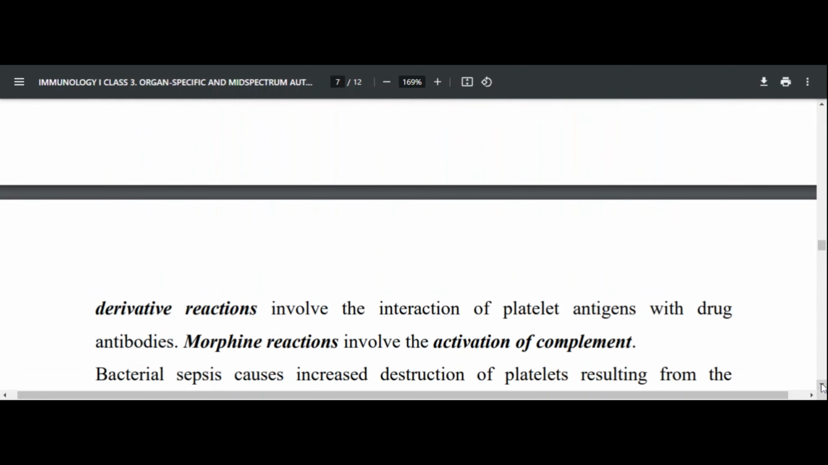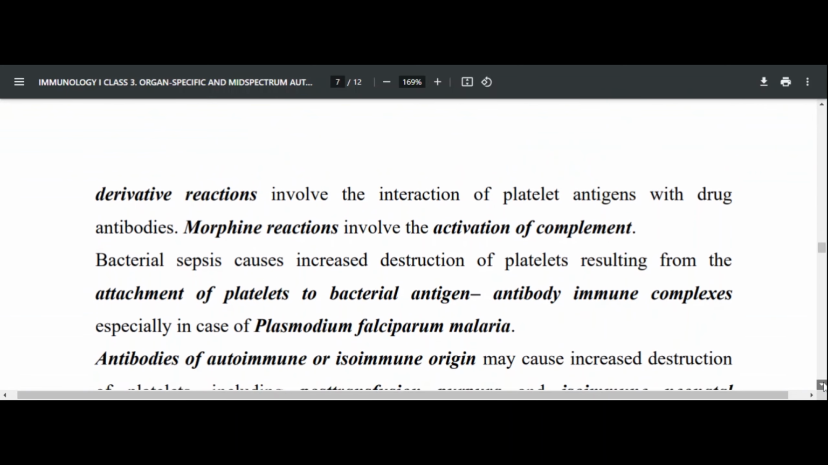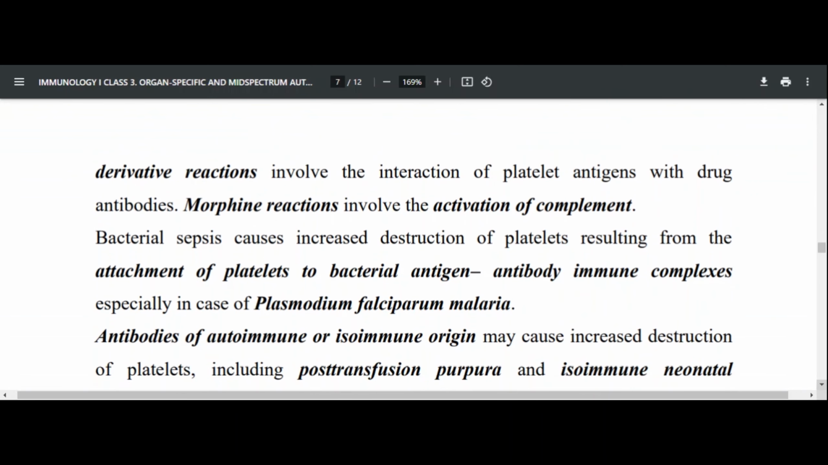So sulfonamide derivatives can cause platelet autoantibodies, and morphine, of course, will activate complements. Many other causes exist, for example bacterial sepsis. Bacterial sepsis can also cause destruction of platelets because of attachment of platelets to the bacterial antigen, which then causes an antibody immune complex that leads to destruction of platelets. So that normally occurs more specifically in Plasmodium falciparum malaria.